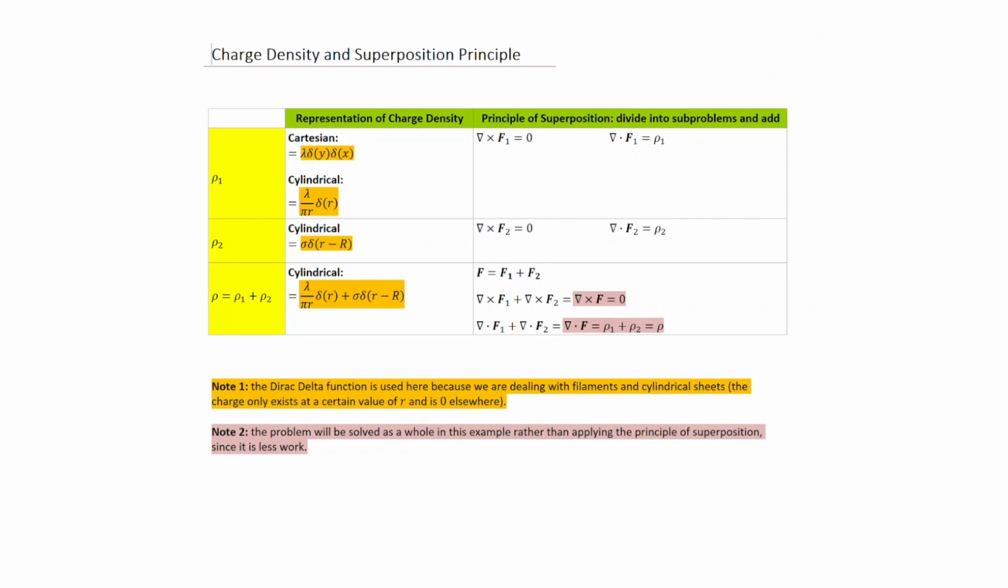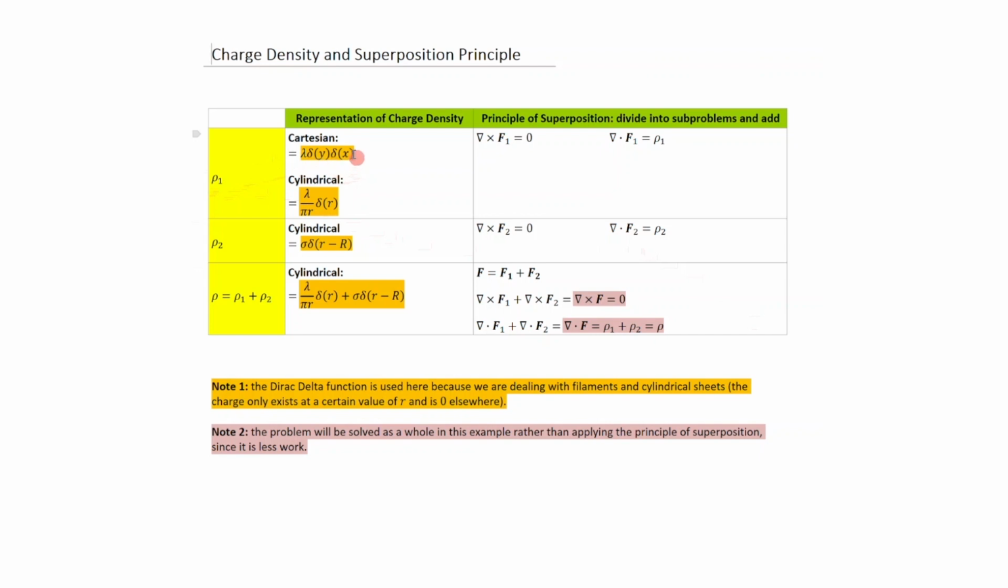All right, so let's look at the charge density and the superposition principle. Let's see how this comes about in this problem, even though in this case we're not going to apply superposition, but you can see where it can play a role. So we're going to represent the charge density. We have a filament, we have a surface charge. And if you look here, for instance, rho 1, you could represent a filamentary charge in Cartesian coordinates, which means delta x, delta y, because the filament is in the z direction.